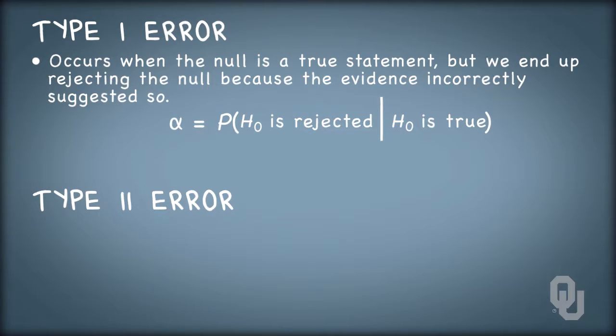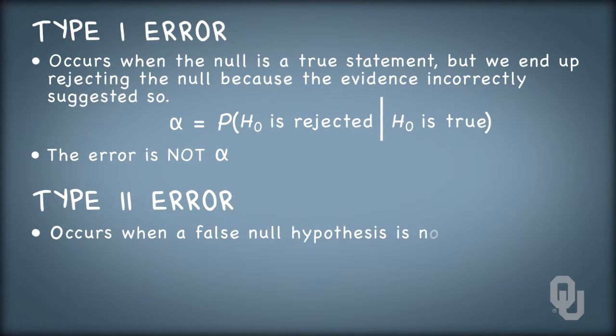A type 1 error occurs with probability alpha, and it occurs when the sample led us to incorrectly reject the null hypothesis statement. Also note that the error is a type 1 error, and the probability of it occurring is alpha. The error is not alpha. We need to make sure we get the language straight. Also, alpha is the same as the alpha we use in building confidence intervals, and we'll discuss that in a bit. The second kind of error is a type 2 error, which occurs when a false null is not rejected.